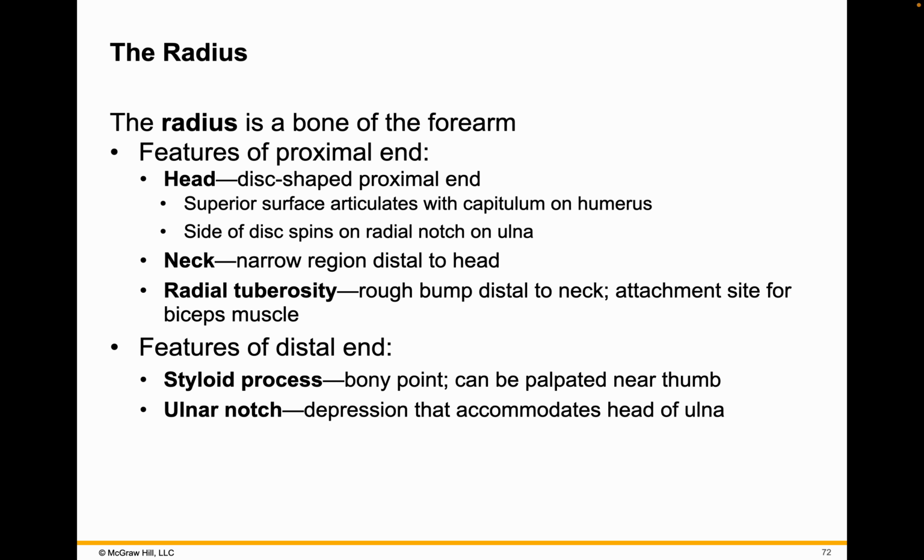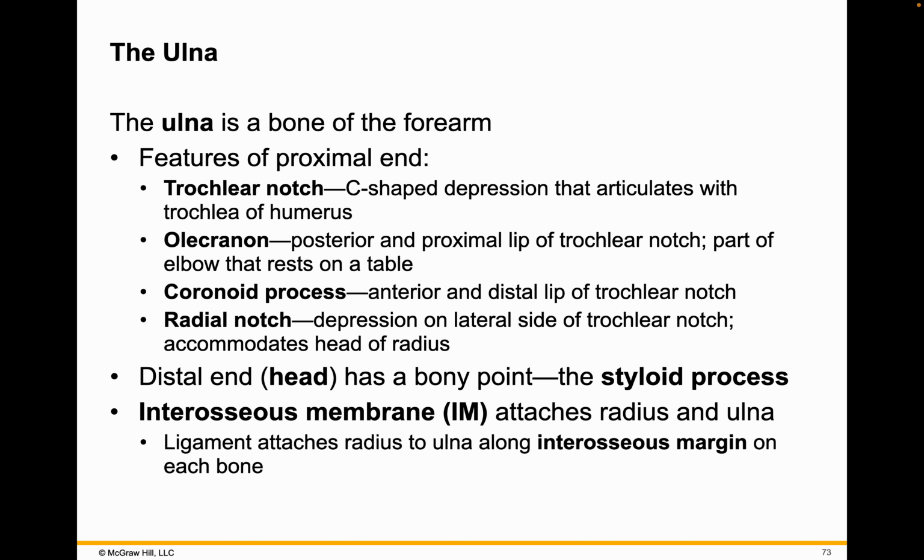The radius is a bone of the forearm. It features a head at its proximal end, as well as a neck and a radial tuberosity. At its distal end, we have a styloid process. Remember, I told you those will come up more than once. They all have a similar structure, and they all are important for attachment of the muscles. And an ulnar notch. The ulna on the proximal end has a trochlear notch, which is a C-shaped depression that articulates with the trochlea of the humerus. Olecranon, coronoid, and radial notch. The distal end has a bony point, also referred to as a styloid process. The interosseous membrane is going to attach the radius to the ulna, and the interosseous margin is found on each of those bones.